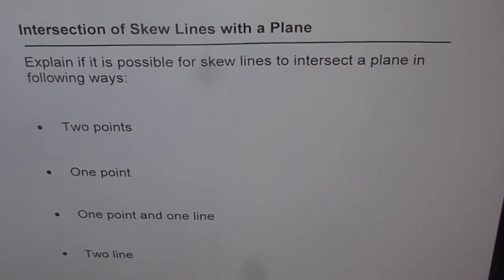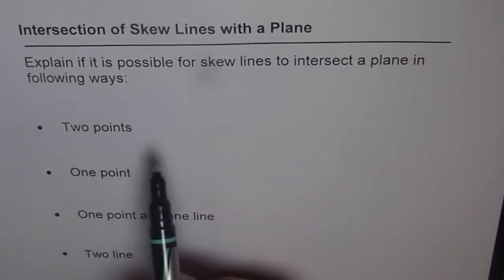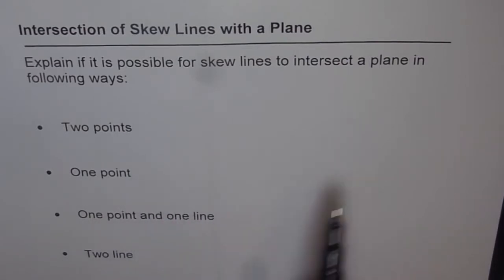I'd like you to pause the video, answer the question, and then look into my answers. Also remember, once you make a choice, let us say you say 2 points not possible, you have to give a reason. If you say 2 points is possible, you have to explain and give a reason, okay? So it is expected of you to make a sketch to show your solution or give a condition when it is possible or when it is not possible, correct? That is how this question needs to be answered, and that will help you understand what skew lines are and how they intersect with a plane, right?